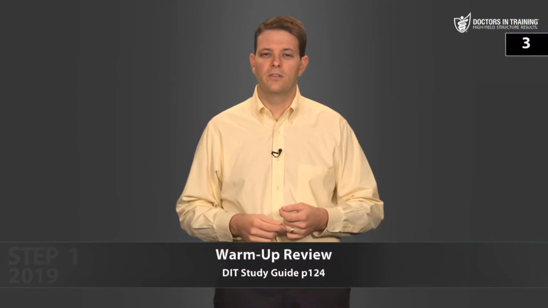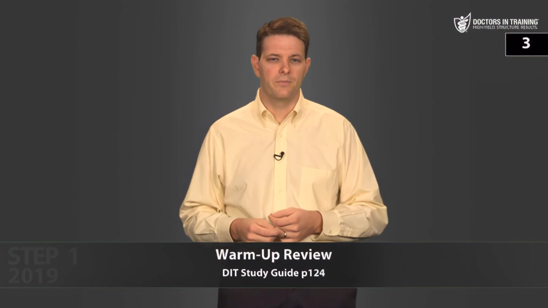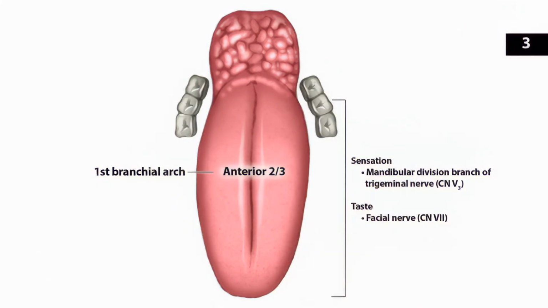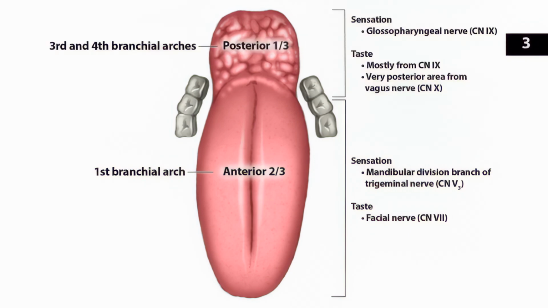And the last one, describe the sensory innervation of the tongue. So the anterior 2/3 of the tongue are innervated by the facial nerve and the mandibular division of the trigeminal nerve. So the facial nerve is the taste sensation, and the other sensation is provided by the trigeminal nerve. And then the posterior third of the tongue is innervated by the glossopharyngeal nerve and the vagus nerve. The vagus nerve innervates the most posterior section of the tongue.